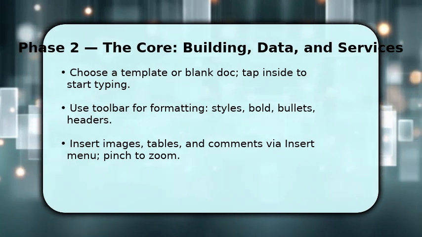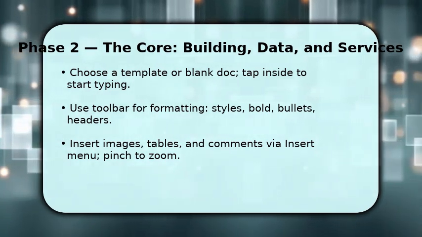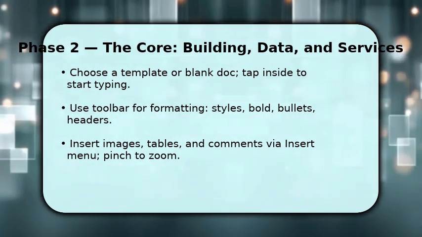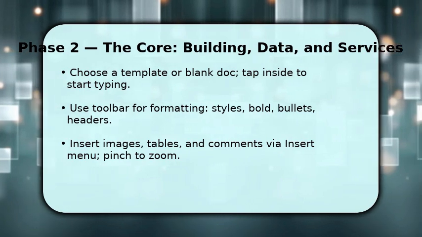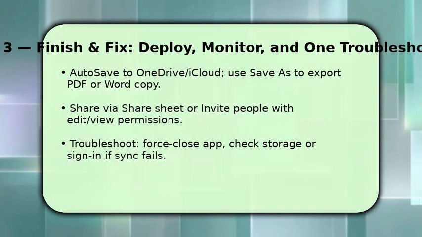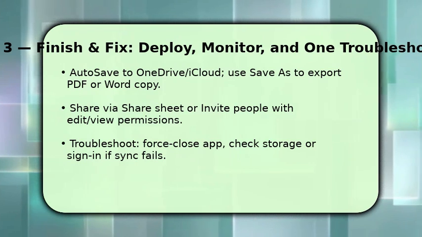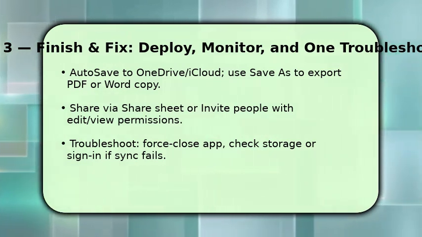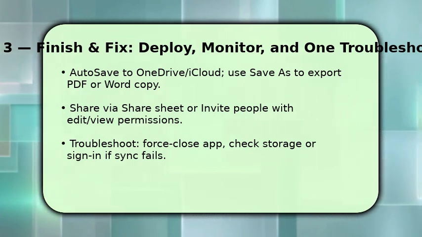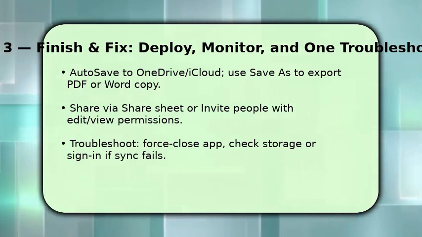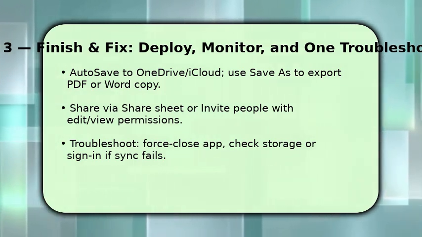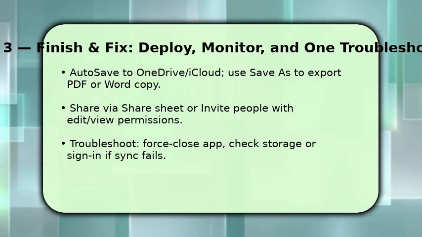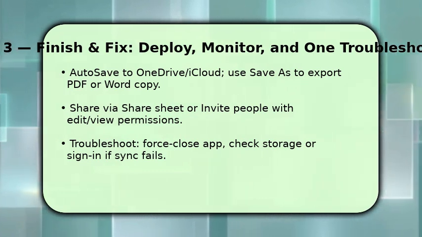If you need a specific layout, switch to print layout to see spacing and margins as they will appear when printed or exported. You finish by confirming autosave is on. This syncs your changes to OneDrive or iCloud so you can access them on other devices. To share, tap Share, choose Invite, and set edit or view permissions. This enables real-time collaboration. To export, use Save As to create a PDF or new Word file.